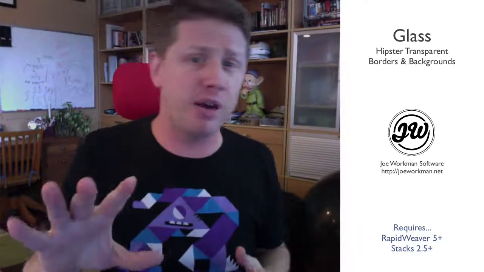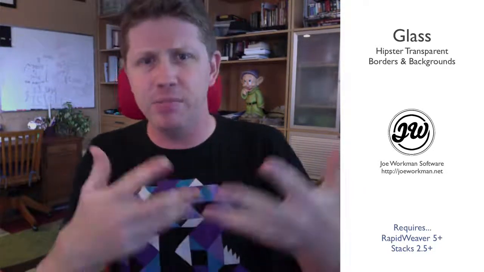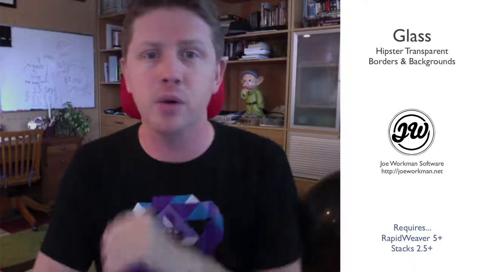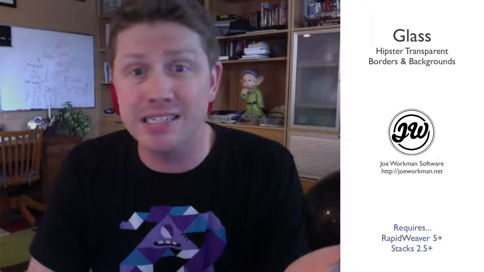Now, kind of the new rage right now is all transparency, right? Transparent borders, transparent backgrounds, so that you can see things bleed through. I mean, Yosemite in OS X, Apple, it's all about transparency, right? The UI. It's about letting stuff bleed through the background and whatnot. So I thought this was a perfect opportunity to develop the glass stack.